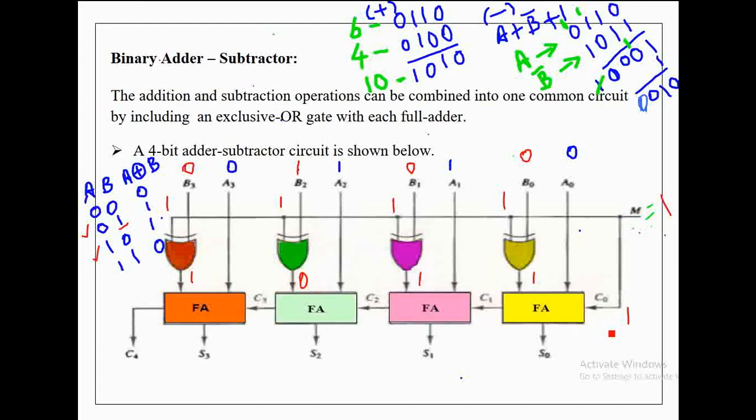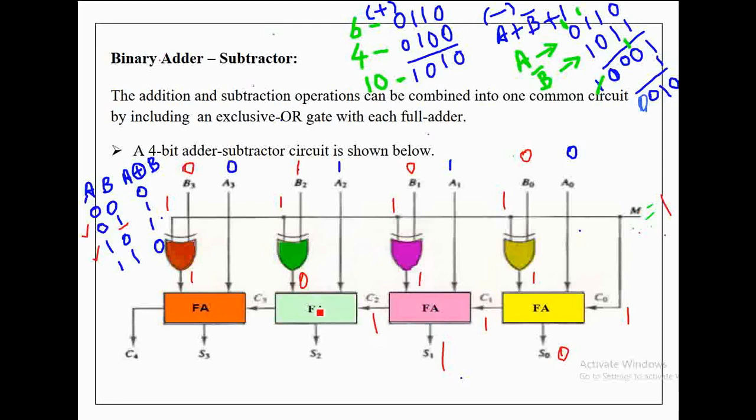Let's start from the rightmost full adder. This full adder takes three inputs 1, 0, 1 and performs addition on these three inputs and produces the sum value 0 and the carry value 1. Now the next full adder receives three inputs 1, 1, 1 and performs addition on these three inputs and produces the sum value 1 and the carry value 1.